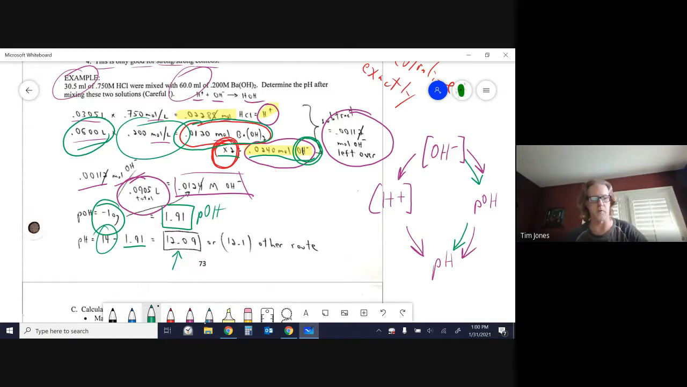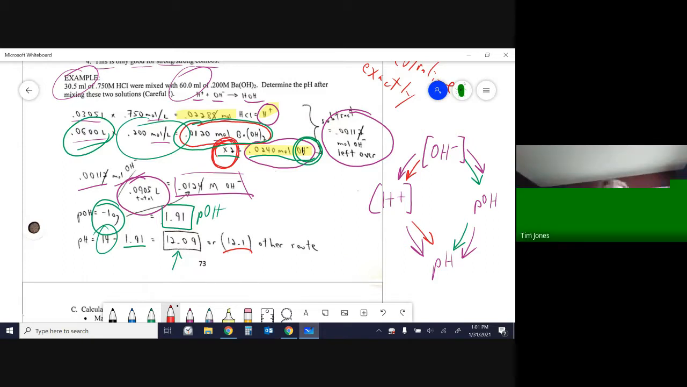Now, if you do it the other route, if you go this way, hydroxide to H plus, then to pH, you actually get different sig figs. And that's fine. Don't worry about it. I know how this works. I will not mark you down. The reason that they're different is because the sig fig rule that I taught you at the very first lesson is not entirely the correct rule. If we were using the complete rule, then we would not get different answers. Don't worry about it. Not a big deal.